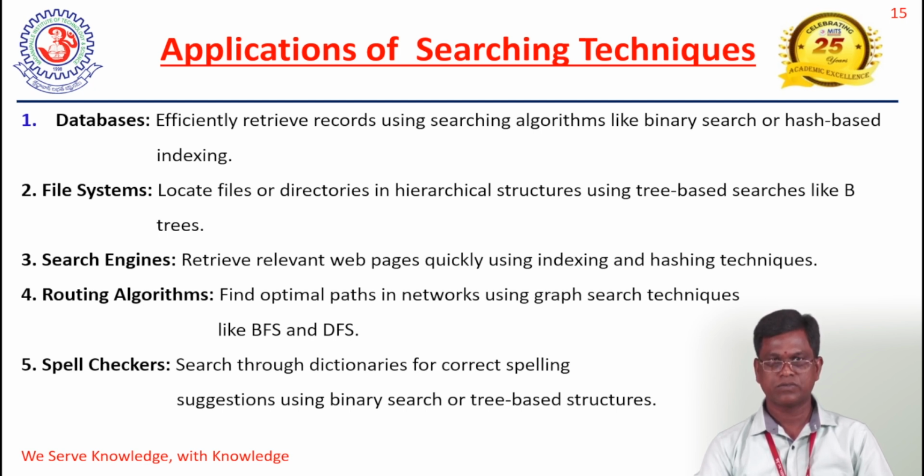Next, search engines. If we want to search for a particular web page quickly, we can use indexing and hashing techniques to get a relevant web page from the lot of web pages that are available over the internet. Coming to the fourth one, routing algorithms. If we want to find a path in a network from a given source to a destination, I can follow graph searching techniques like BFS, breadth first search, and depth first search.